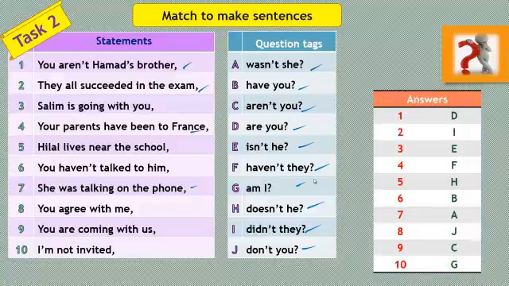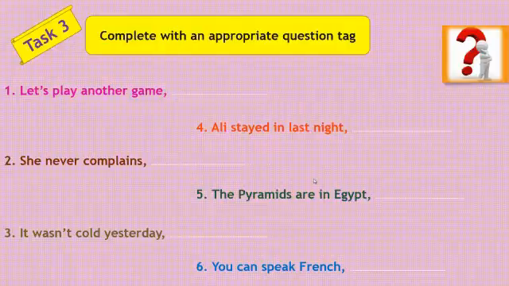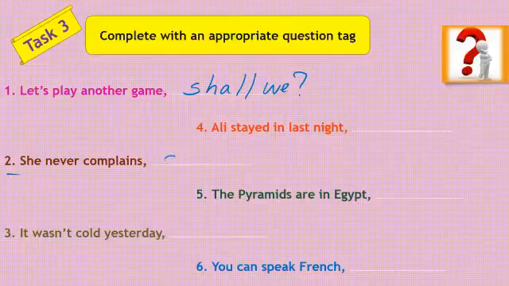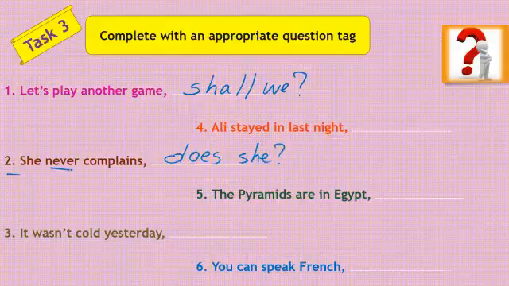G. Good. Here is our third task, complete with an appropriate question tag. Go. Okay, let's see. Number 1, let's play another game, shall we? Of course. We have let's. Remember, shall we? Number 2, she never complains, does she? Does she? Why is it positive? Because we have never here.